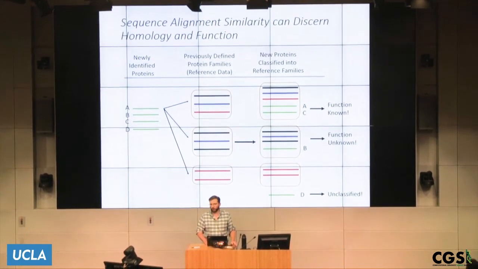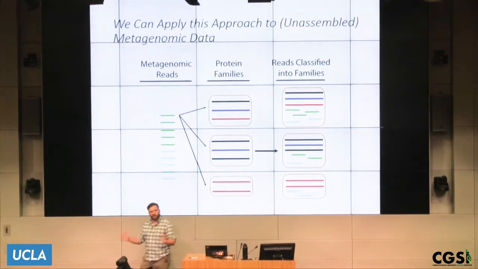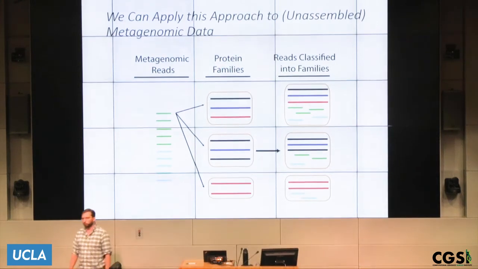This is an easy problem, relatively speaking. What about when we have metagenomic data? Everything's randomly shotgun sequenced. We don't necessarily have whole genes.